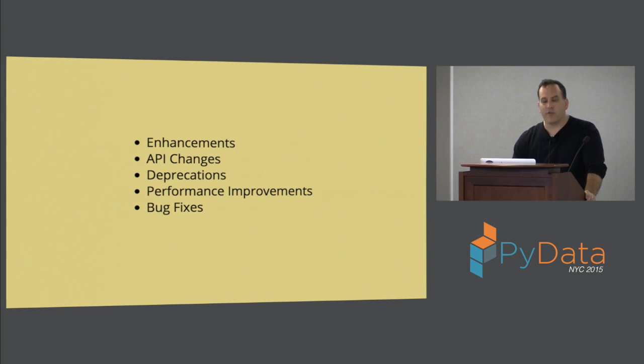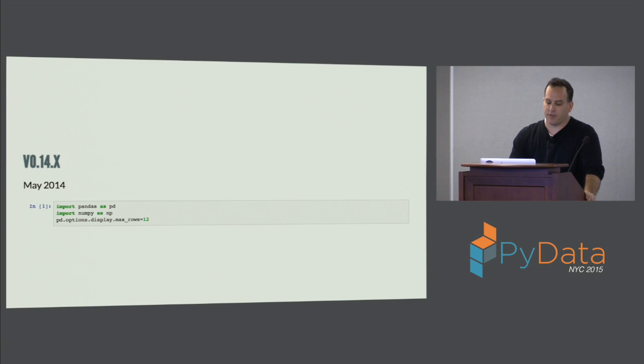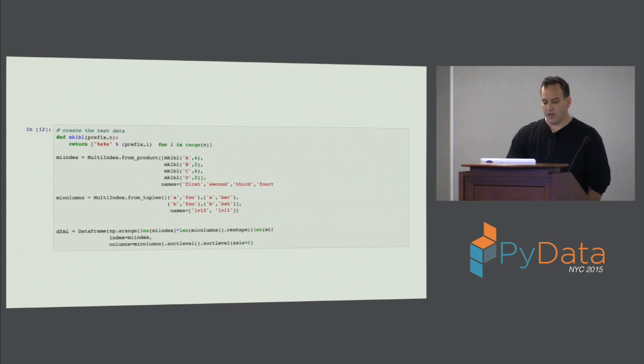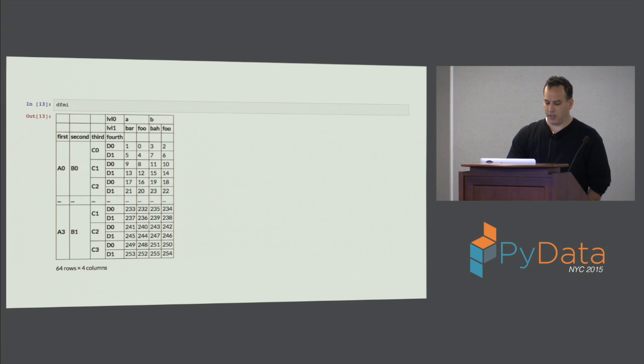So I'm just going to start briefly reviewing some of the changes in the last year, about a year and a half. In May 2014, we released 0.14. I'm going to go through some of these pretty quickly, just to give you a taste. These are mostly features. So we have multi-indexing using slicers. This is just the creation code for this.